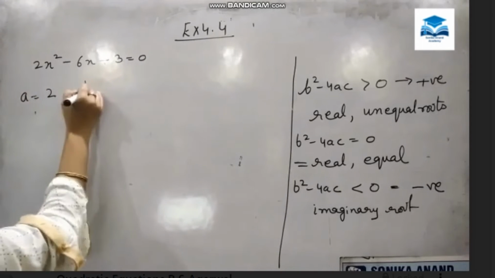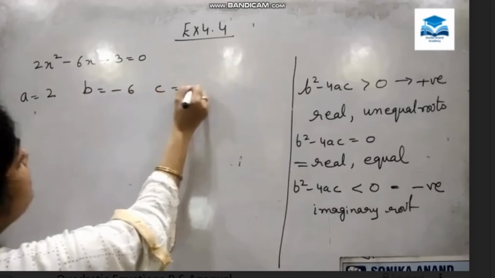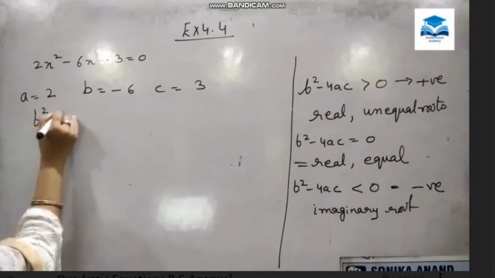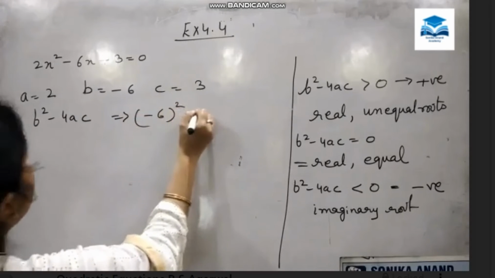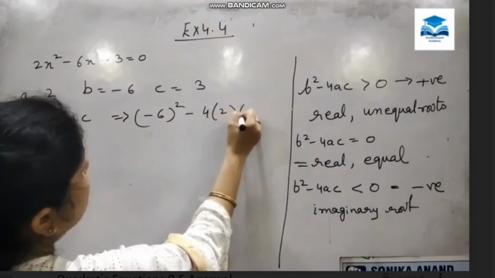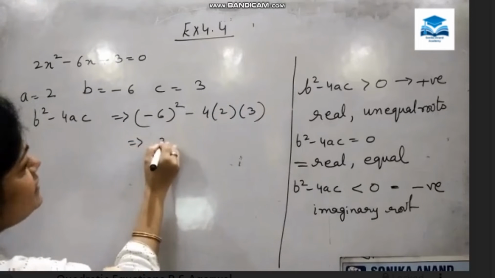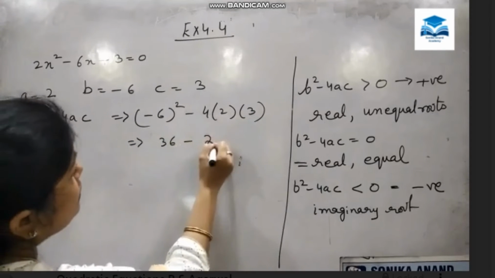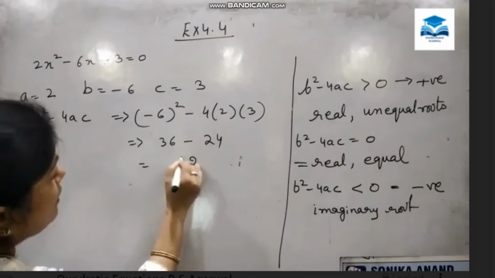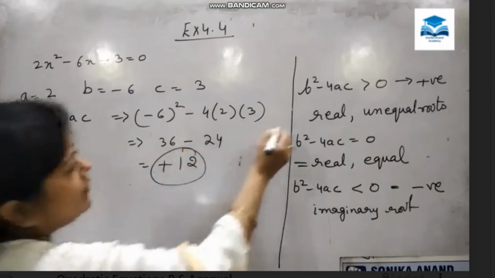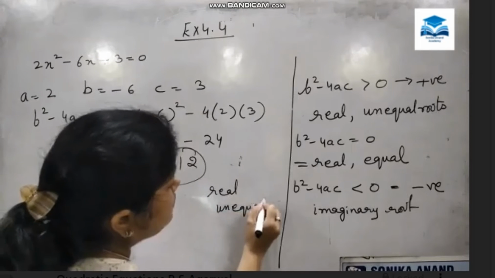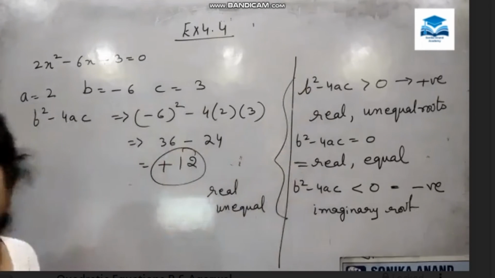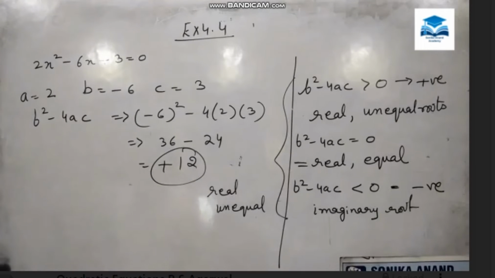Value of a is 2, value of b is minus 6 and value of c is 3. Now we have to find b square minus 4ac, which is equal to minus 6 whole square minus 4, 2 into 3. So we get 36 minus 4 3s are 12, 2 12s are 24. Here we get 12, which is the positive value. So our answer is real and unequal roots. That means if you remember this, you can easily show the nature of the roots.